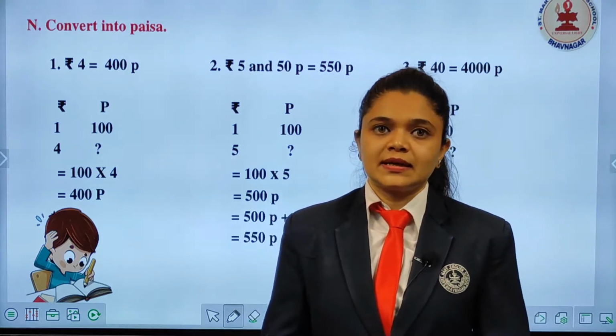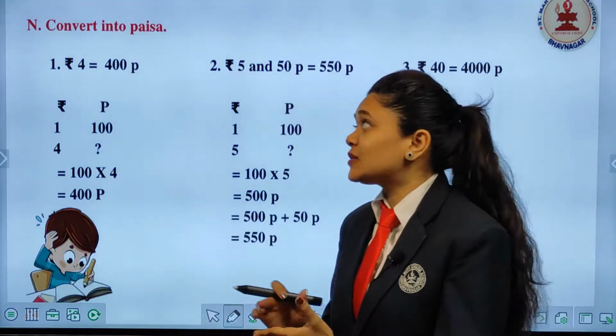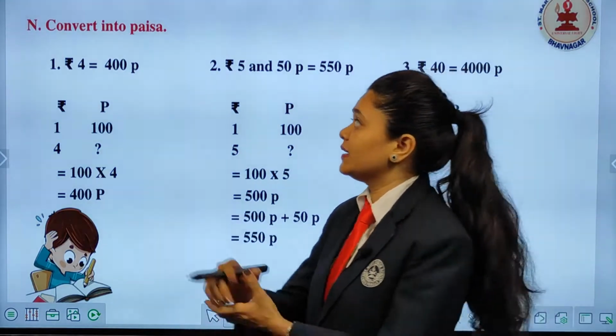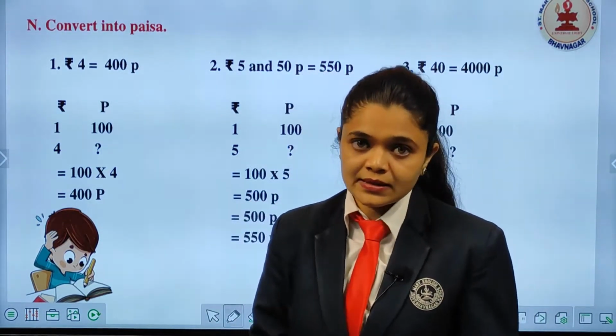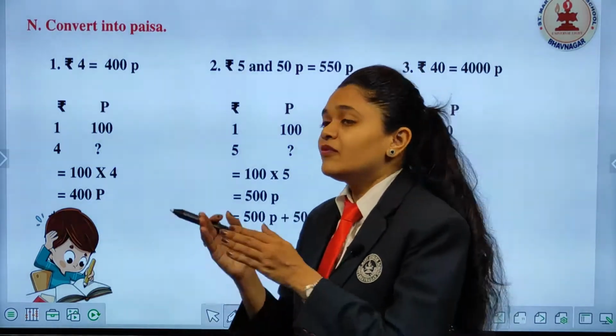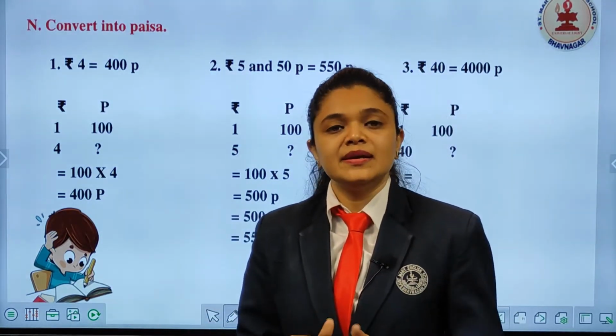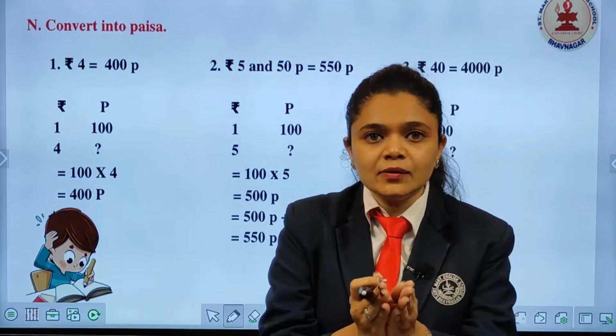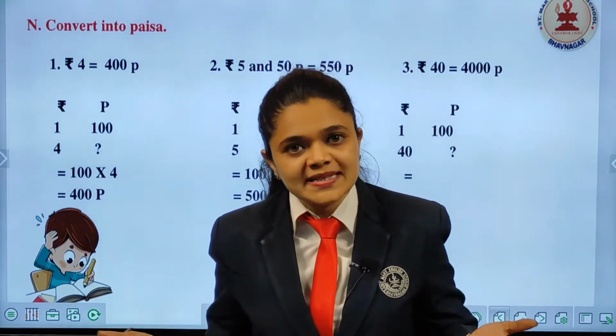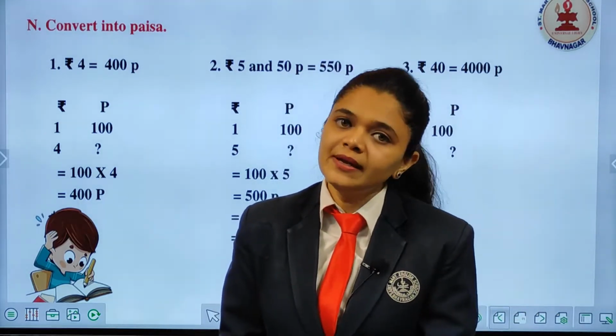Now students, we have the next question and let us proceed with it. We have to convert into paise. Earlier what we learnt? We have learnt from paise to rupees. Now we are going to learn from rupees to paise. 1 rupee is made with how many paise? It's made by 100 paise.